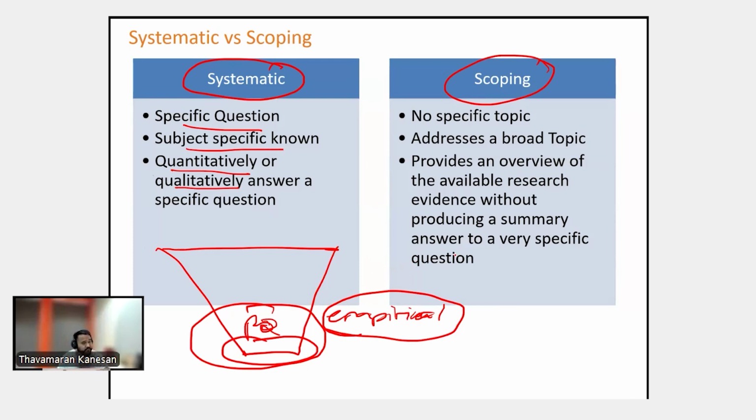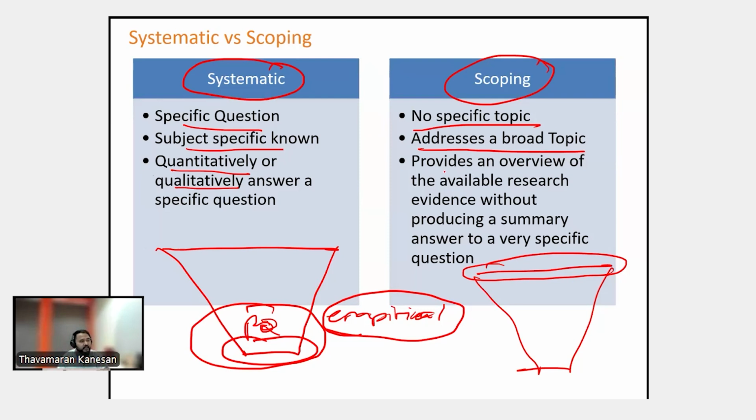On the other hand, for scoping review, the same funnel, okay, but you start at the top. When you're still exploring the topic, when you're still exploring what RO or RQ you want to use, what gap you want to look at, you start at the very top of the funnel. That means you're still at the very beginning stage of your research. So no specific topic, it addresses a very broad topic, provides an overview of the available research evidence without producing a summary answer to a very specific question. So here the RQ will be more general, scoping. Okay, that's why the name indicates scoping. You're scoping a particular research area. Okay. So those are the differences between systematic and scoping. Depending on which part of your research you are in, you can do either systematic or scoping.